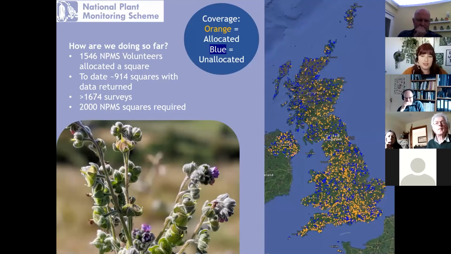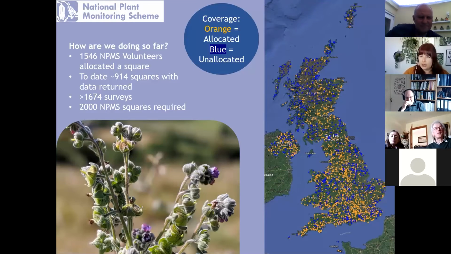So as you can see on the map, this is where all the 1 kilometre squares are placed. They're either orange or blue. If they're blue, it means that they're currently unallocated to a volunteer. And if they're orange, it means they've already been allocated. In total, I think we've got 1,756 squares allocated. Some volunteers do take on more than 1 square. Some are super keen, but we try to limit people to five squares.